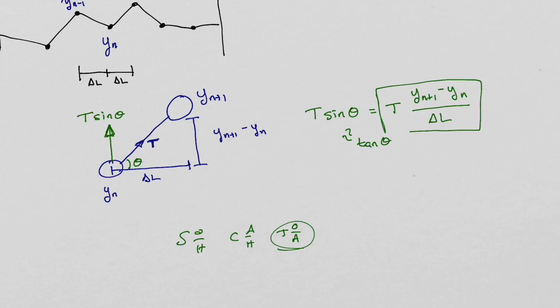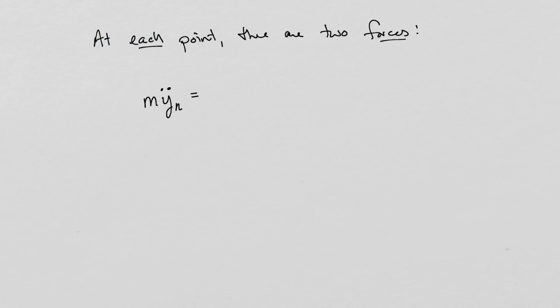And that's something that's going to stick with us now as I move to the next part of the problem, which is to add up all of the forces acting on y sub n. Since there are two forces acting on y sub n, there's going to be that contribution from the first force that we saw, T times y sub n plus 1 minus y sub n divided by delta L. But then there's also a force given to us by the bead on the left.